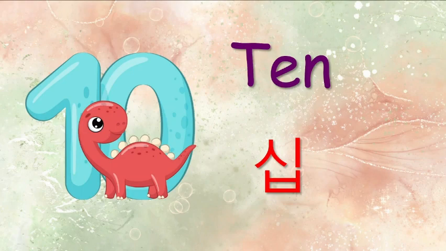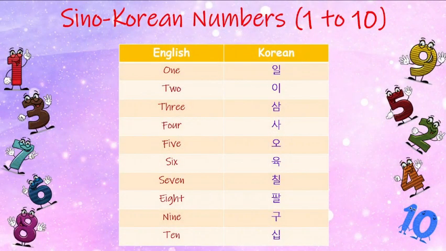Okay, so here is a list of numbers from 1 to 10 so that you can revise them quickly. Il, E, Sam, Sa, O, Yuk, Chil, Pal, Ku, Ship. Okay, they are very easy to remember because they are only one syllable words, right? So that is why we say that Sino-Korean numbers are easier as compared to the native Korean numbers, because native Korean numbers are mostly 2 or more than 2 syllables.